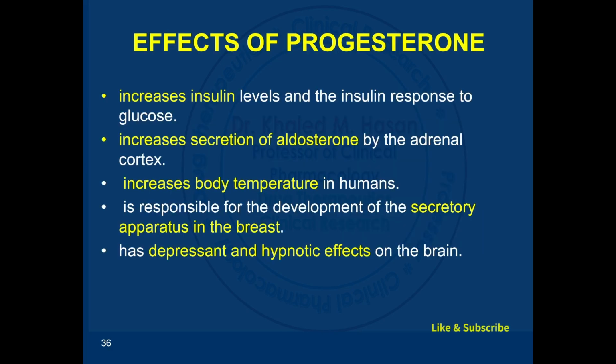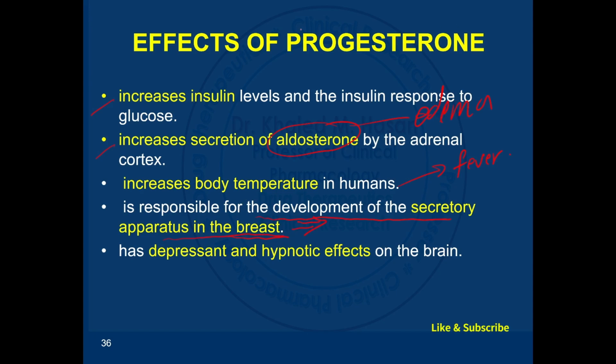Effects of progesterone in general: progesterone increases secretion of insulin in response to glucose, and increases secretion of aldosterone. This may explain the edema when you prescribe this medication. It also increases body temperature, so we have fever during menses, and some elevated blood pressure. It increases tenderness of the breast, and is responsible for development of the secretory apparatus in the breast and preparing the breast for lactation. Okay, important things here.